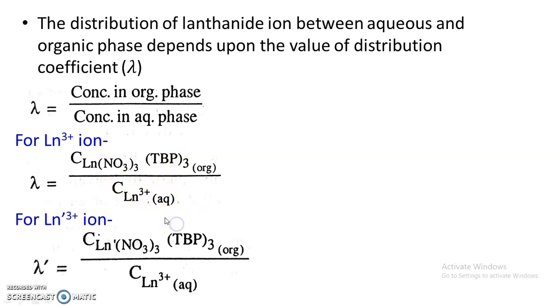Similarly, for another lanthanide ion, for example Ln'3+, we can write lambda', that is the distribution coefficient for the other lanthanide ion. It is equal to the concentration of that lanthanide ion in the form of complex in the organic phase upon the concentration of Ln'3+ in the aqueous phase.